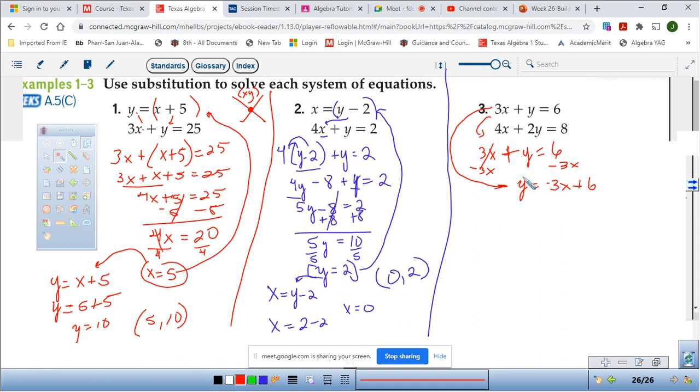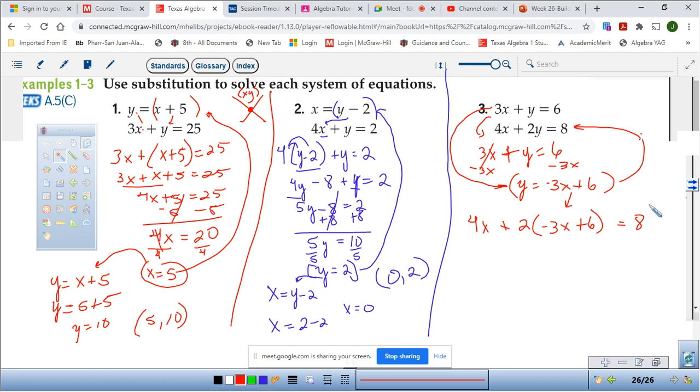So what I'm going to do, I don't want to plug this one into the same one, because you don't do that. I want to plug it into the second equation. So now I have that second one as 4x plus 2 times the y, which is going to come from right here, a negative 3x plus 6, equals 8. And then just keep on doing the regular algebra stuff.